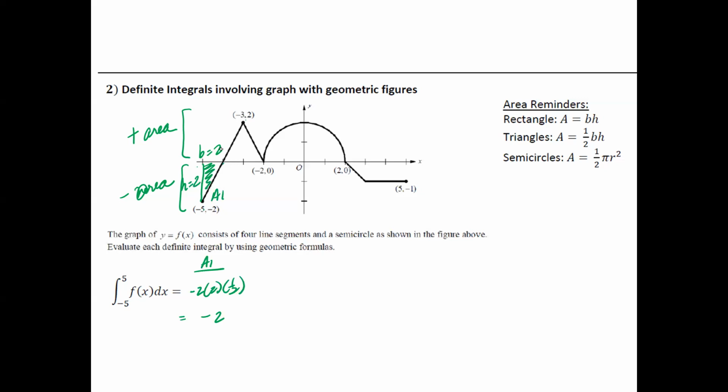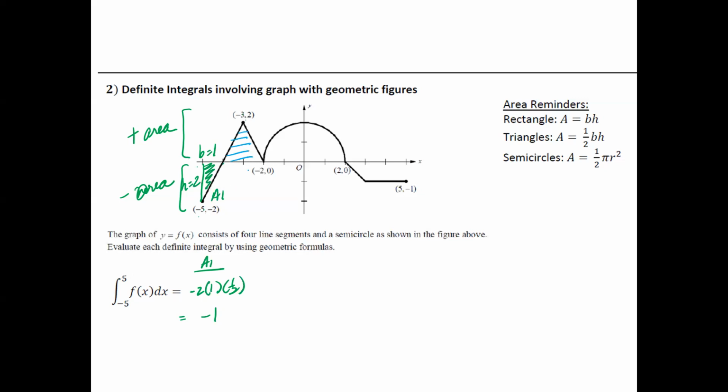Oh, you know what? I got the base wrong. The base is not 2. I was looking at the 3 and the 5, but that 3 is here. The base is 1. Just kidding. So it's going to be a -1. There we go. Next part is going to be this triangle right here.